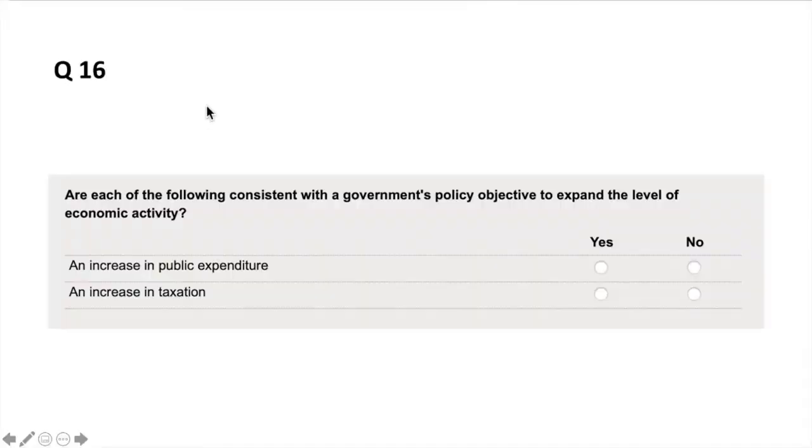Question number 16. Are each of the following consistent with a government's policy objective to expand the level of economic activity? So, what do governments do to expand the level of economic activity? So the first option, an increase in public expenditure, which means you're spending more money as a government for the public, for its people. And that sounds logical.